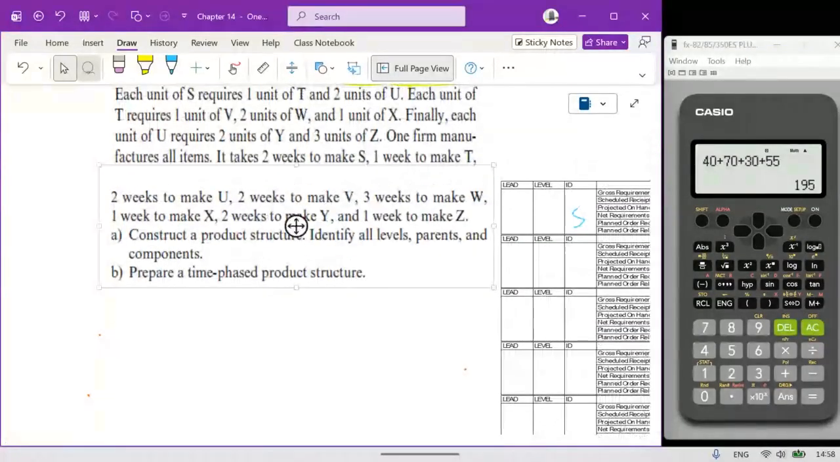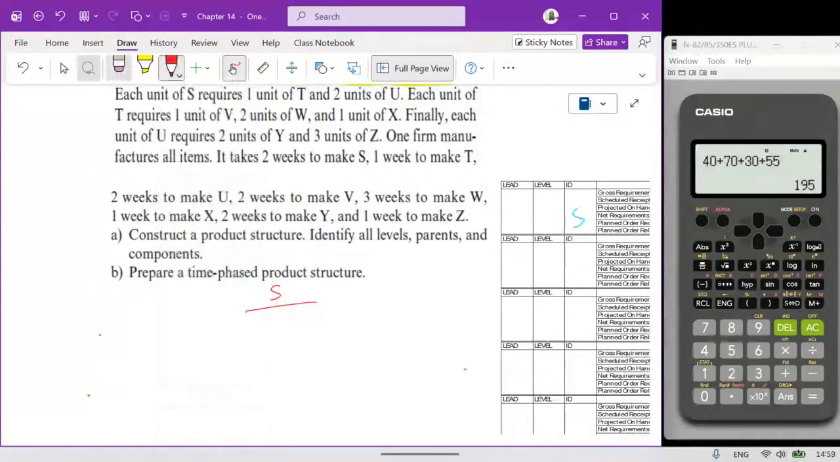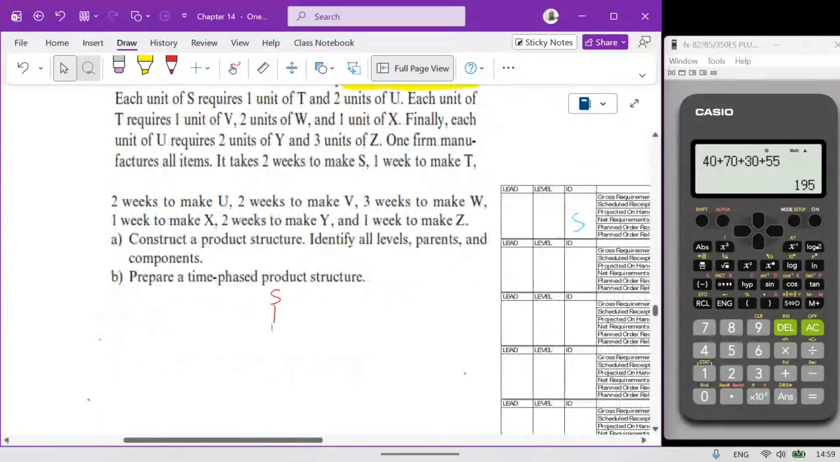Okay. S, no, I want a very strong color. S requires 2. S requires, let's start here. Okay, then S requires 1 unit of T.